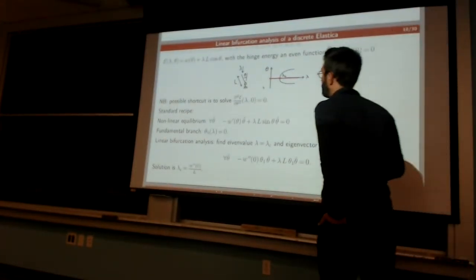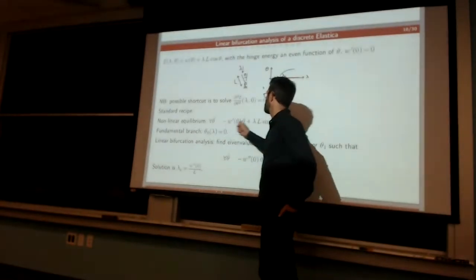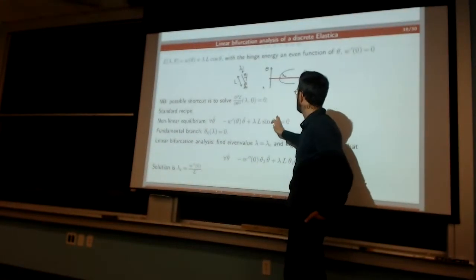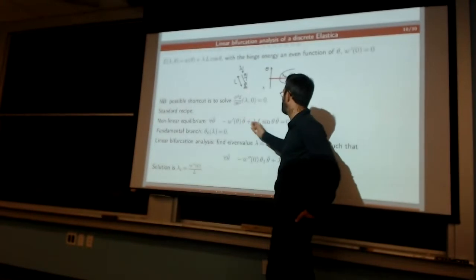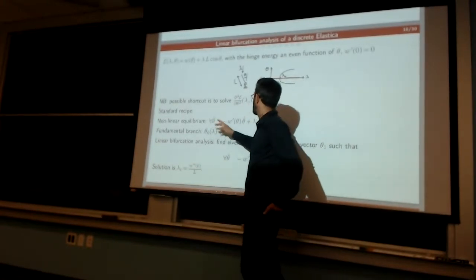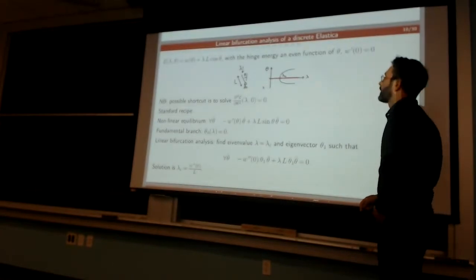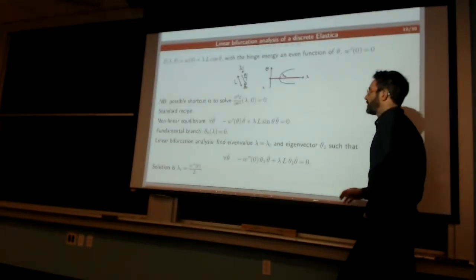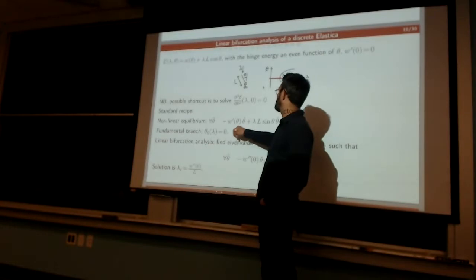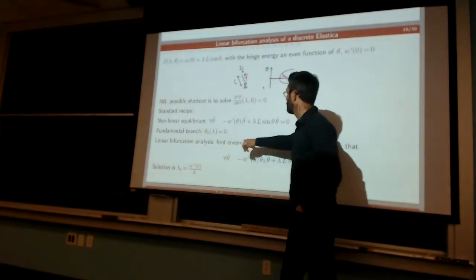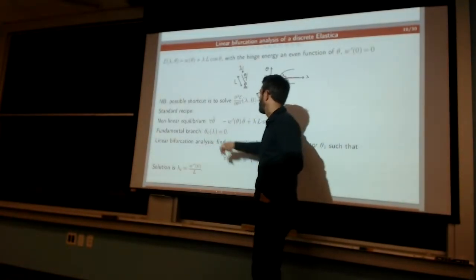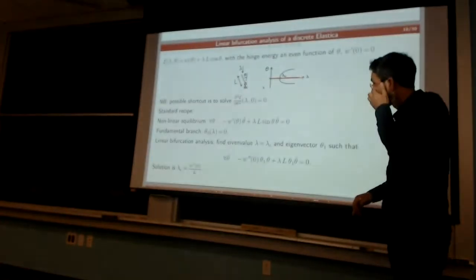And in that case, it's easy to eliminate theta hat. So I could do that, and then I get the nonlinear equilibrium. Now this nonlinear equilibrium has an obvious solution, which is the fundamental branch, where theta is always equal to 0. So that's my fundamental branch.